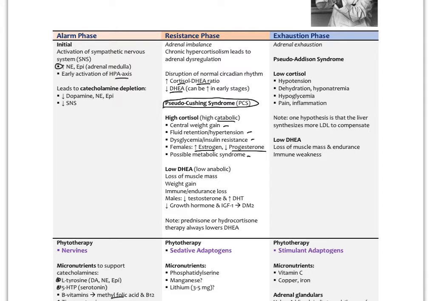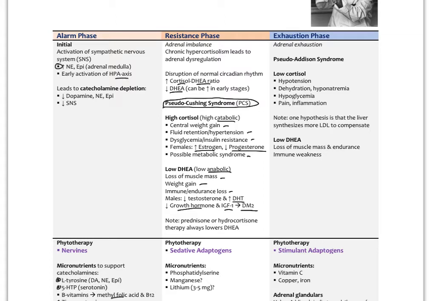Versus in the low, with the DHEA going down, we're getting less of the anabolic effects, so less muscle mass, more weight gain, less immune tolerance or immune function. And then in males, we'll see decreased testosterone and increased dihydrotestosterone, which has negative effects on the prostate, hair follicles causing balding, as well as acne, and we'll look at that in the male reproductive section. But also decreased growth hormone, decreased IGF-1, which might predispose one towards type 2 diabetes.